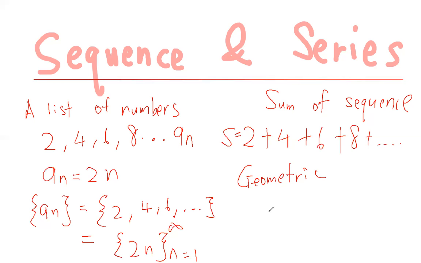Then geometric series is about multiplication, and arithmetic is about addition. So for the series above, it is plus 2, plus 2, plus 2, and it's called arithmetic. If it is times 2, times 2, times 2, then it's called geometric. Okay.